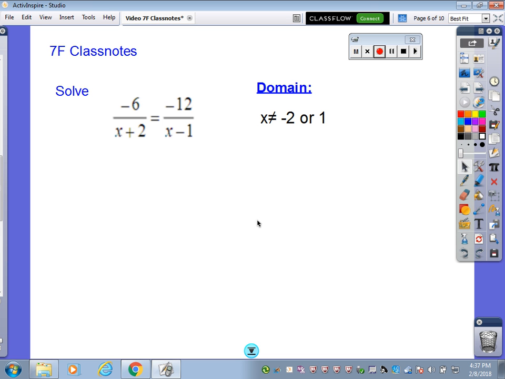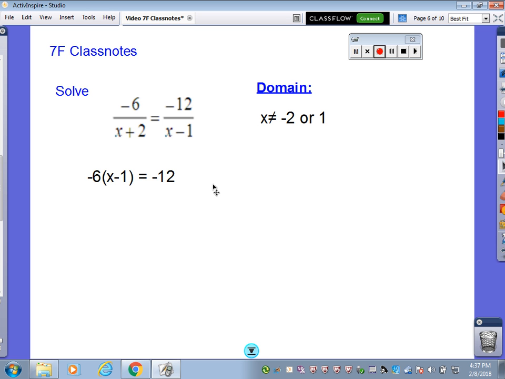The first thing we're going to do when you have a proportion is cross multiply. So we're going to multiply -6 times x minus 1 is equal to -12 times x plus 2. Then it turns into a simple algebra question. So distribute your -6, and you're going to get -6x plus 6. Distribute your -12, so -12x minus 24.